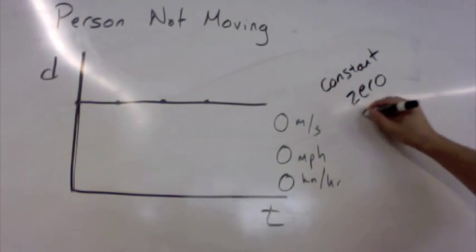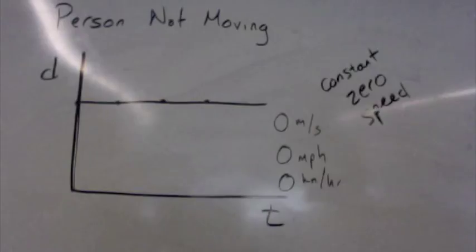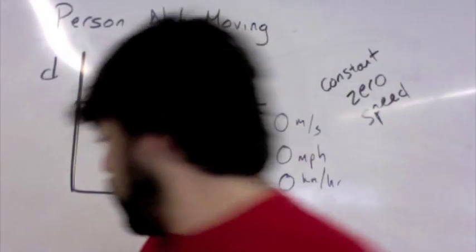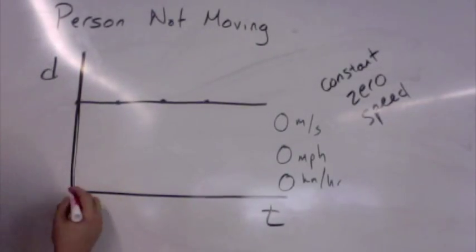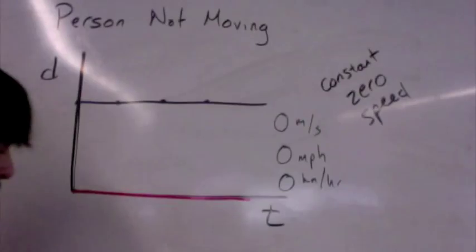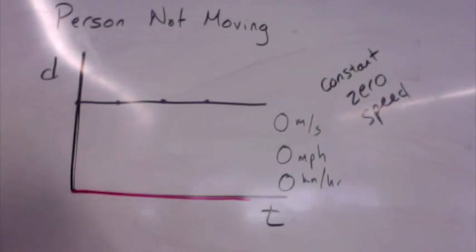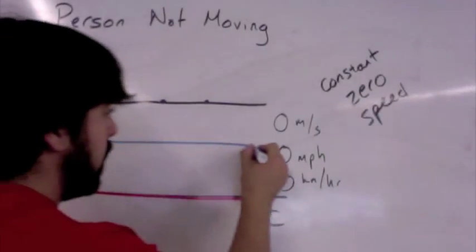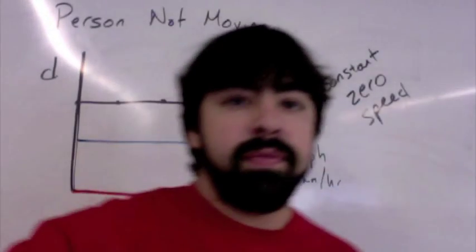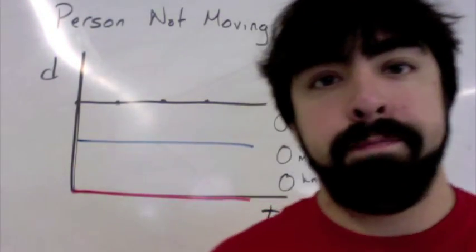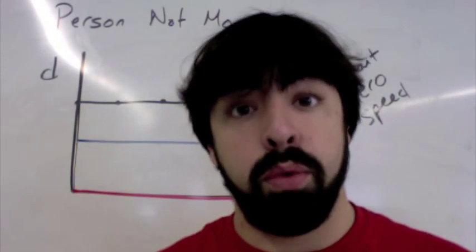0 speed. Not moving. If they weren't moving and they were at the origin, it would look like this. If they weren't moving and they were somewhere in between those two, it would look like this. Flat line. That is your constant speed, or a constant 0 speed, not moving.